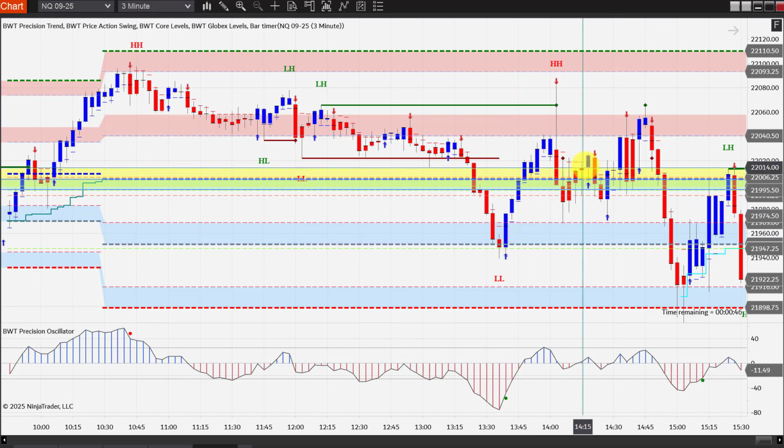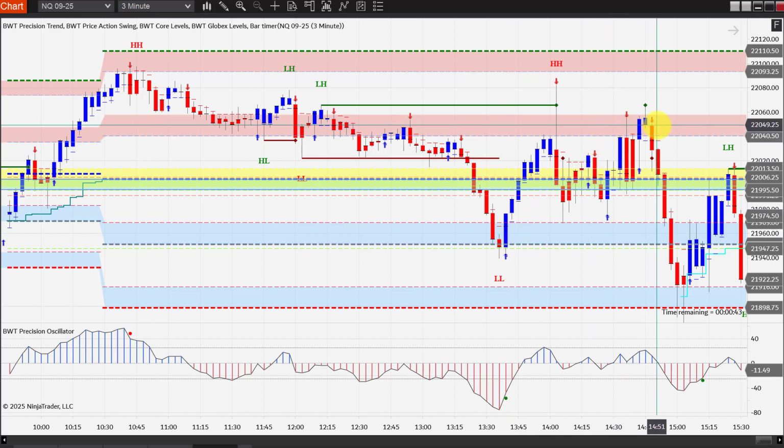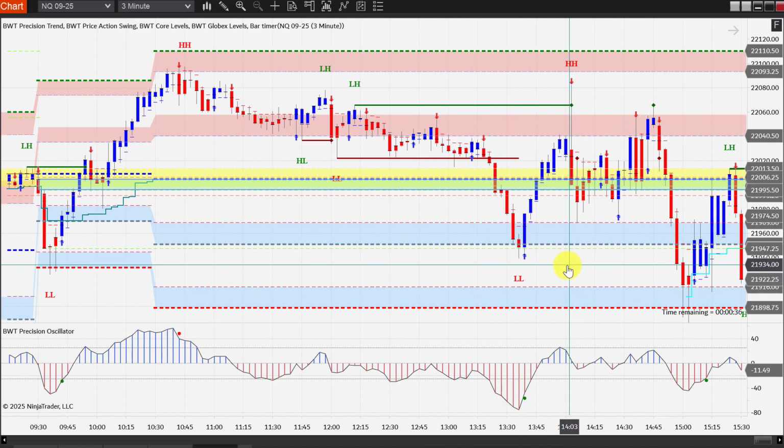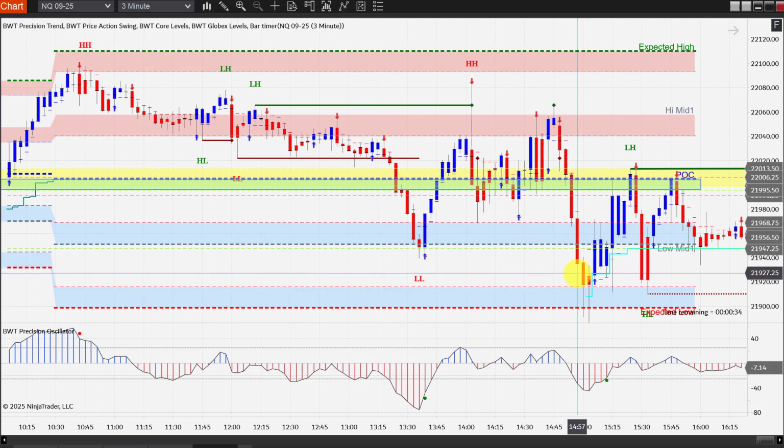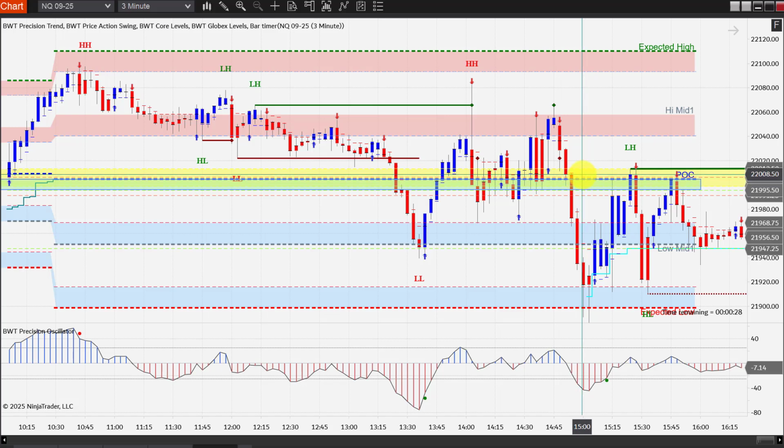The lower midpoint rallied up to the lower sell zone, and then all the way down to the expected low for the day, and back up to test the open. So this is quite frequent. That's why we have the BWT Globex levels indicator, because so often the London session and the US Open are areas of support and resistance, and very important to have them on your charts, as you can see.